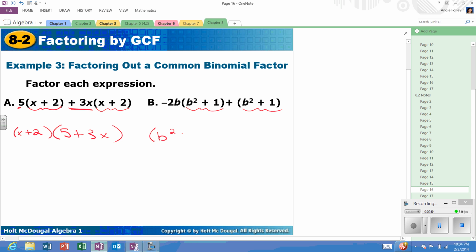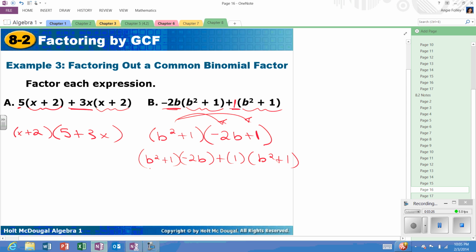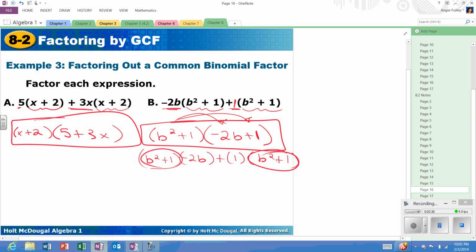So in this next one, it's b squared plus 1, and then we use parentheses, minus 2b, and then plus, now since there's nothing written here, it's assumed to be a 1, so we have to put that in. You can't leave that out. I know there's nothing written there. You still have to put that out, because if you were to distribute this back through, we would still get b squared plus 1 all times negative 2b, and then plus 1 times b squared plus 1. So that is our common binomial. So right here is our factored term.